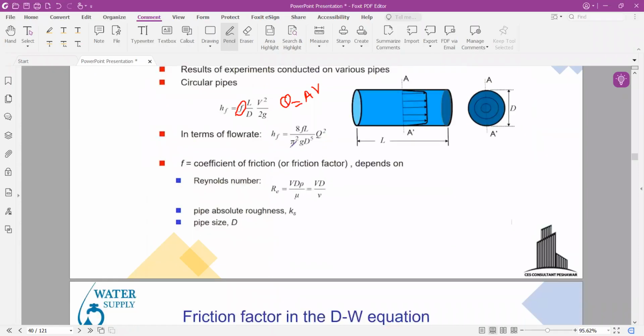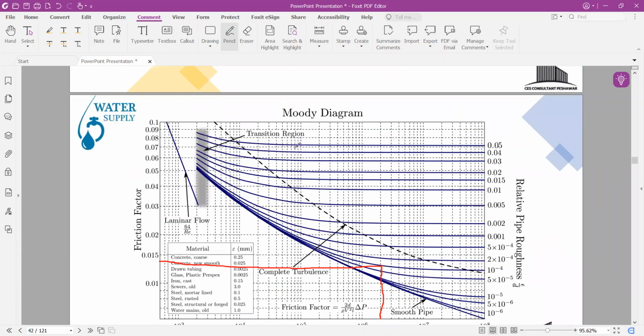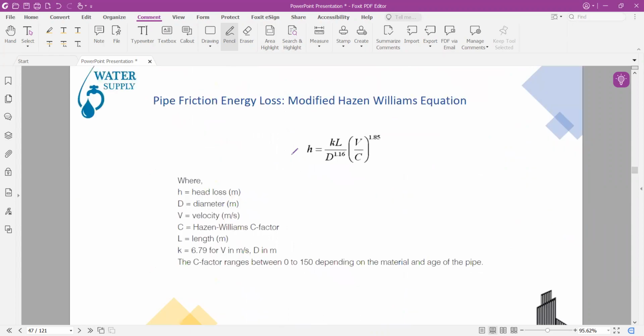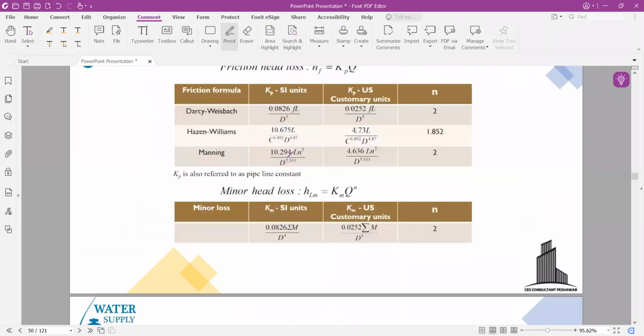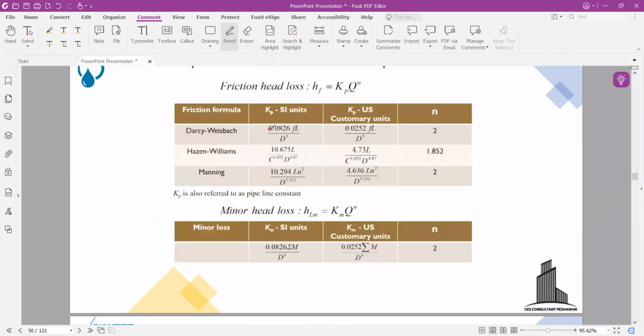If we solve this equation, pi is a constant, g is a constant, and 8 is a constant. So if you calculate this equation, you get this equation, this coefficient, by following 8 by pi squared g times fL by d to the power 5.